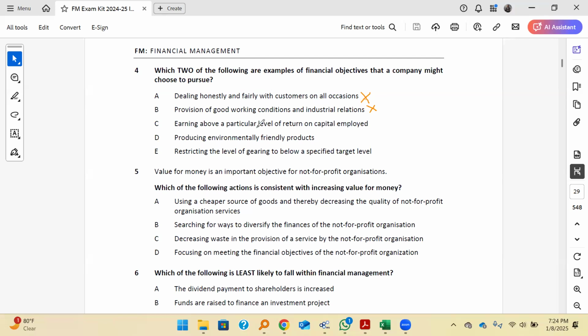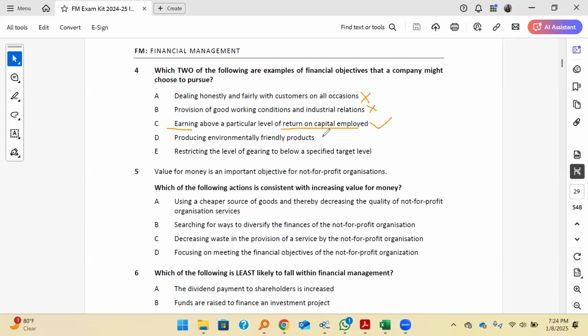Then earning above a particular level of return on capital employed. So that sounds like a financial decision because you are looking at earning above a capital employed level. And in this case, you would be looking at it in terms of, okay, I have this project and this other project. This project brings me 2,000, the other one gives me 3,000. Then you calculate return on capital employed, then you determine which one you should actually accept. So that is one of those we shall see later on.